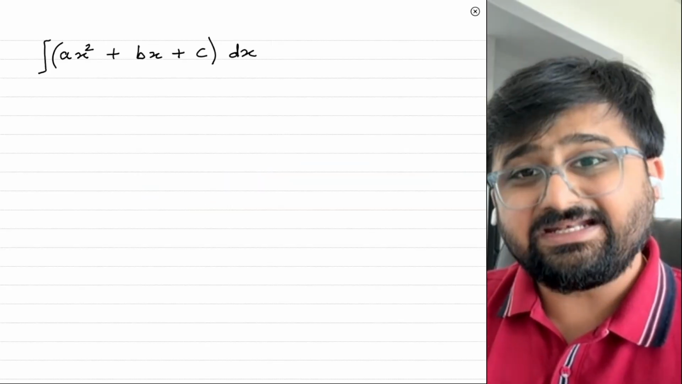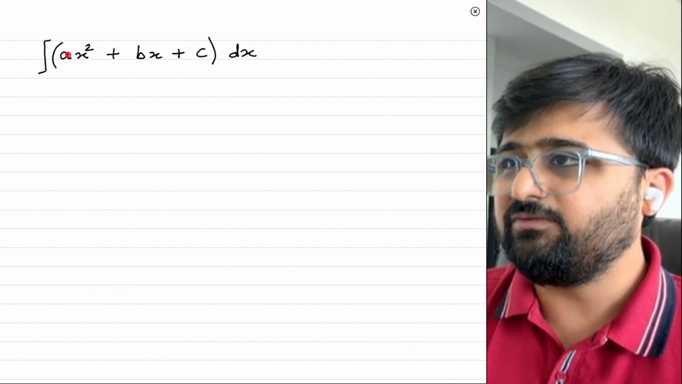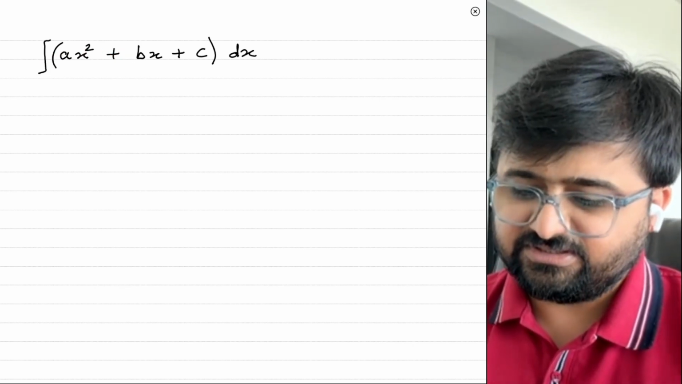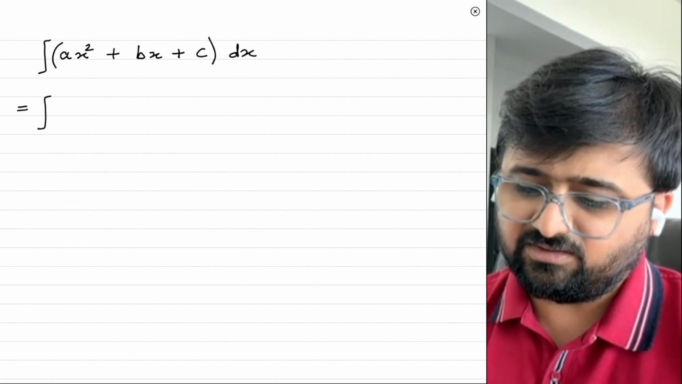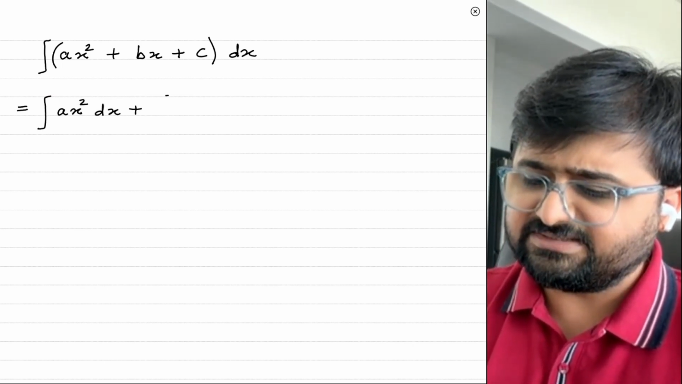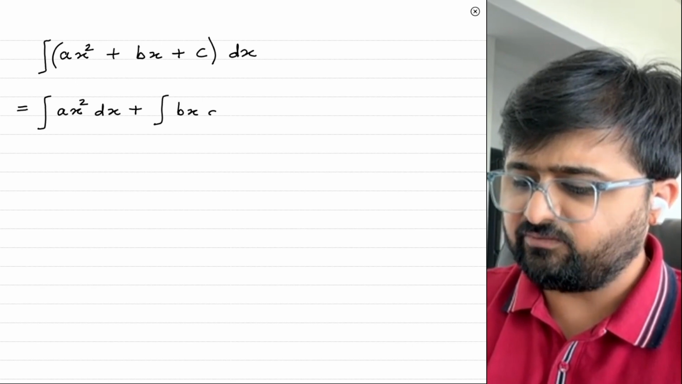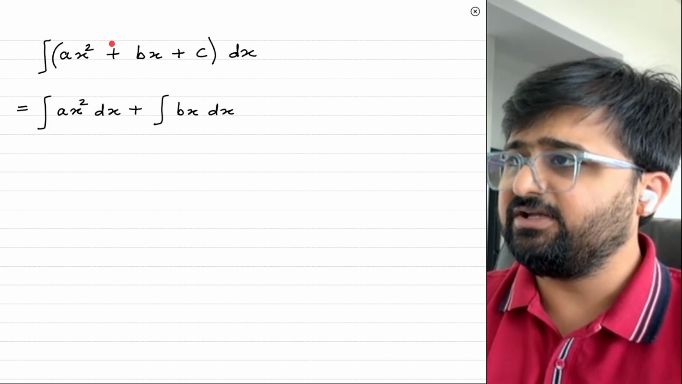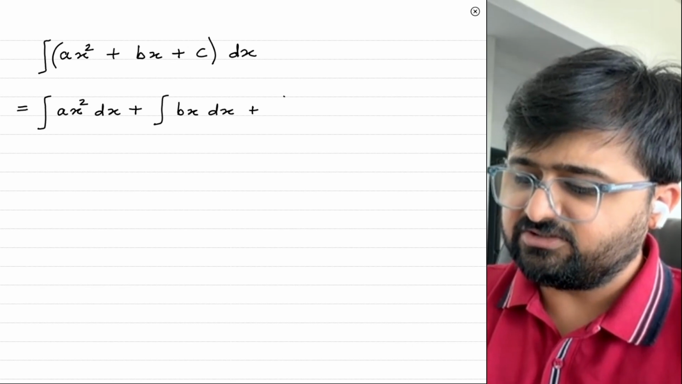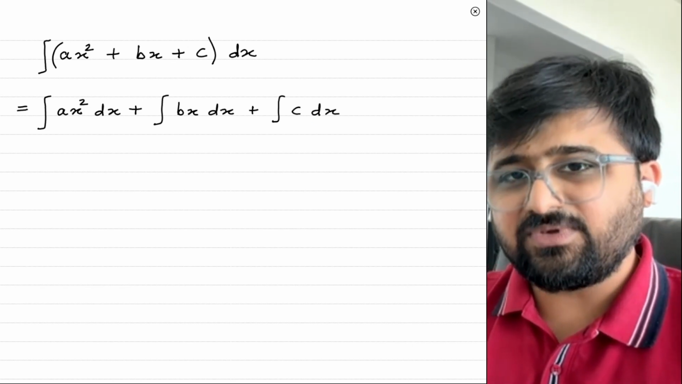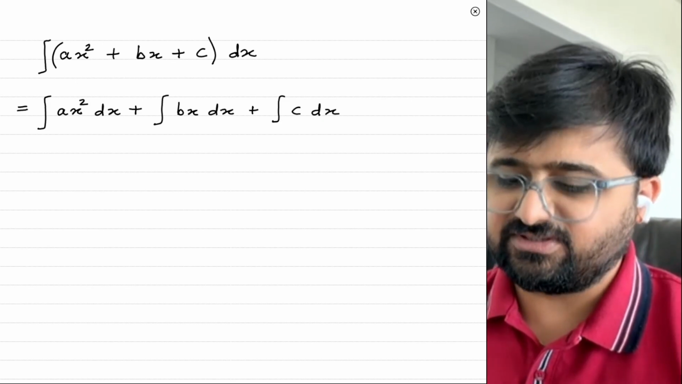Now, in order to integrate this, since it is addition in between, what we can do is just split that integral in all those three terms. So what you will have is integral of ax square with respect to x plus integral of bx with respect to x. So give that integral to the first term, then to the second term, and then to the third term. So plus integral of c with respect to x. Remember that a, b, and c are constant values, okay, in this case.